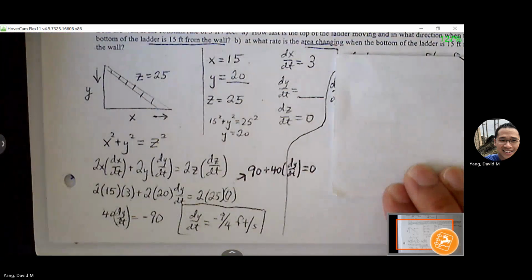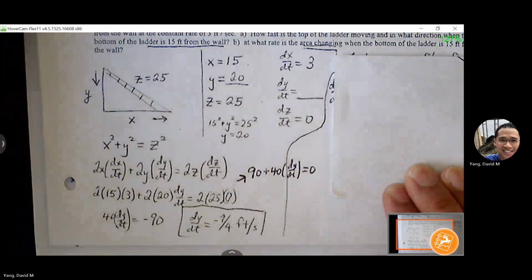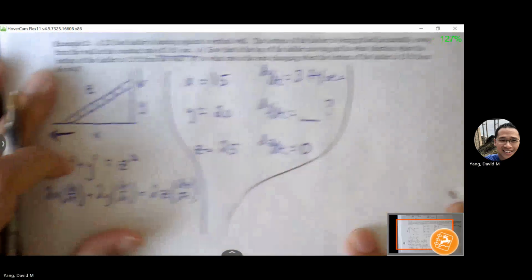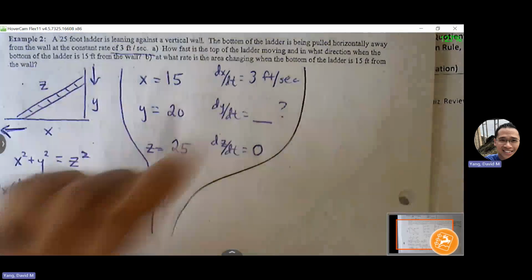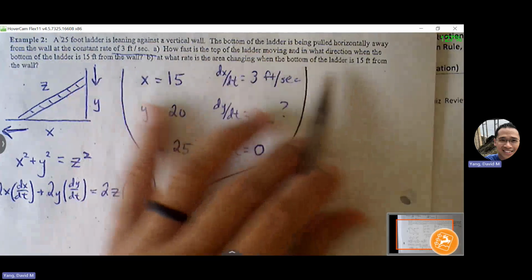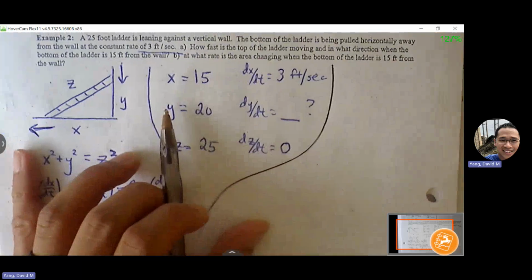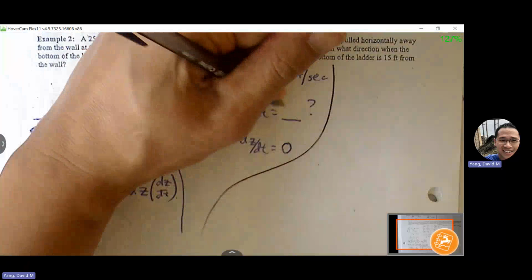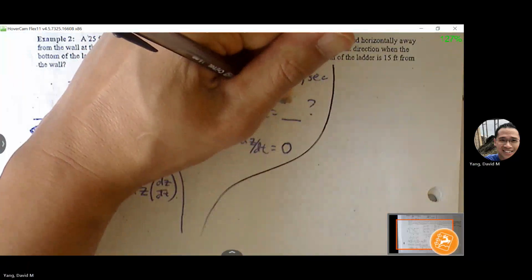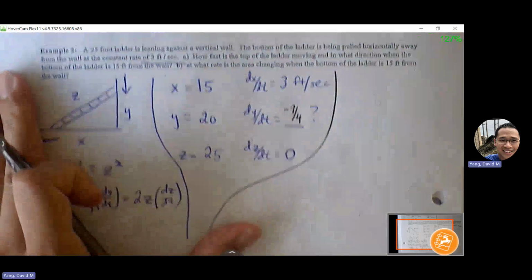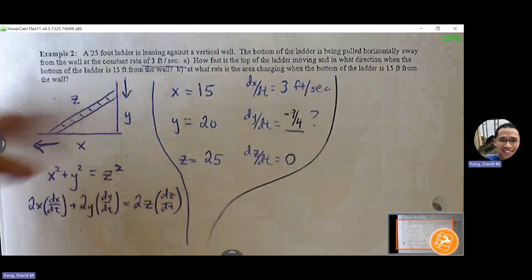Okay. Now there's a part B to this. Part B says, at what rate is the area changing when the bottom of the ladder is 15 feet from the wall? So it's the same scenario as what we gathered from part A. But now we're talking about the rate of change of the area of the triangle.